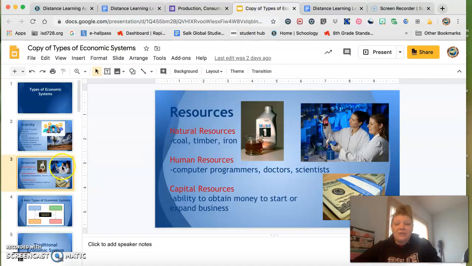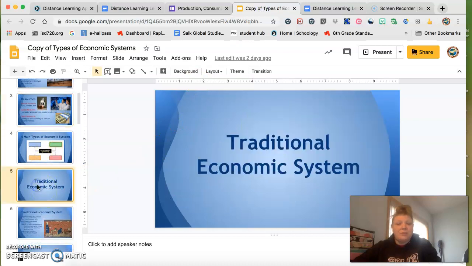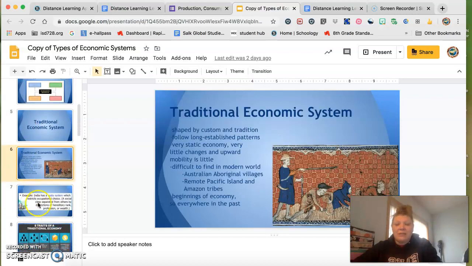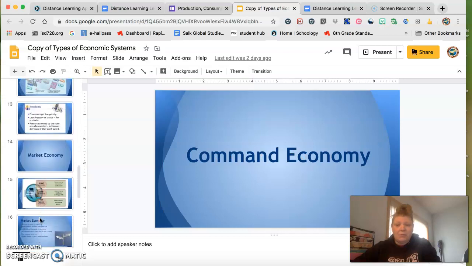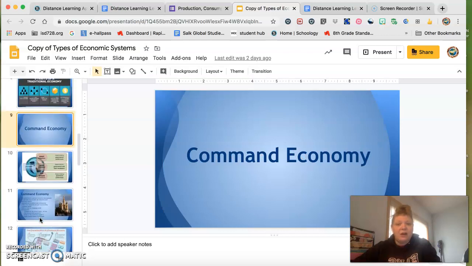After we get through the factors of production or the resources, then we'll jump right into our first type of economy, which is a traditional economy. Each of the different types of economy has several slides for you to view, take in some information. The command economy and market economy are probably the ones with the most information because they're the 2 that are polar opposites and the 2 that people talk about most often.